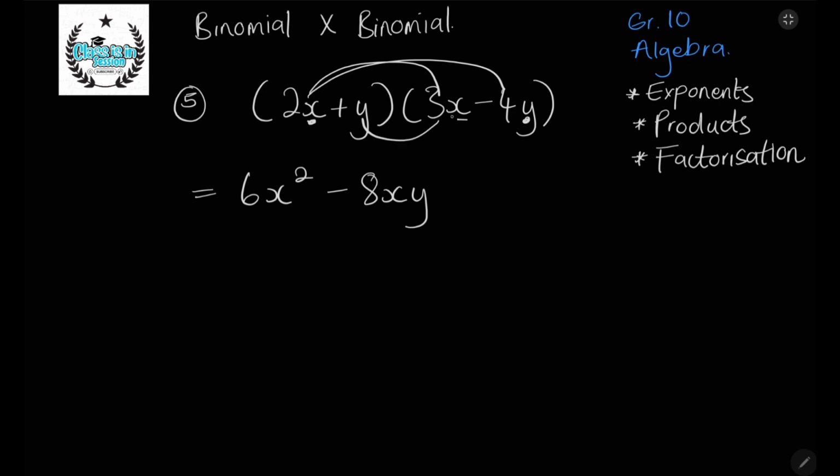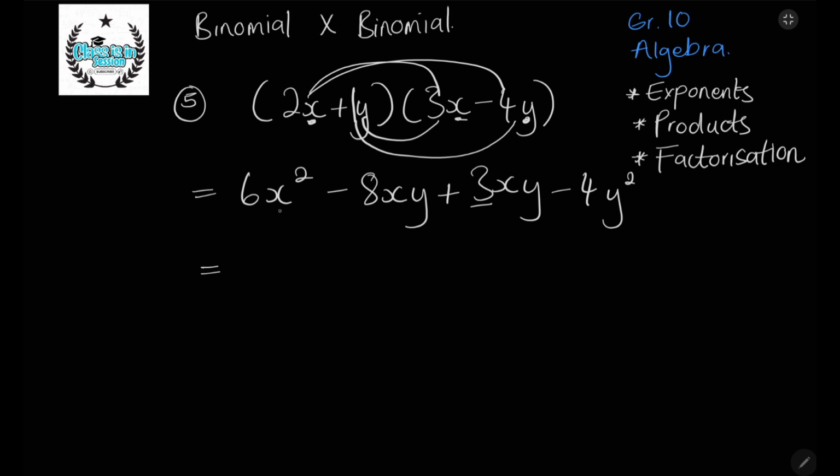Then y times 3x, this should give us a positive 3xy. Why is that so? Remember, we have a 1 there, so it's 1 times 3, which is 3. y times x, which is xy. Then y times negative 4y, this is basically 1 times negative 4, right, which is negative 4. Let's account for variables. We have y and y, which is y squared.